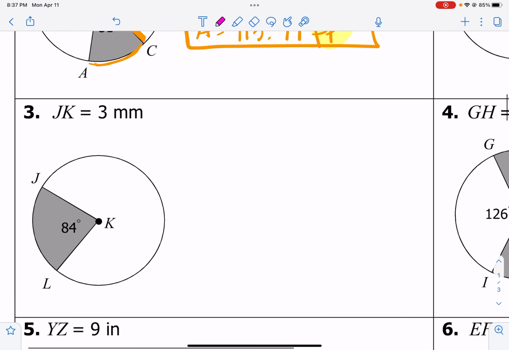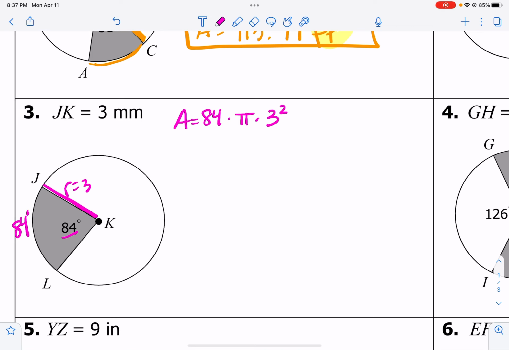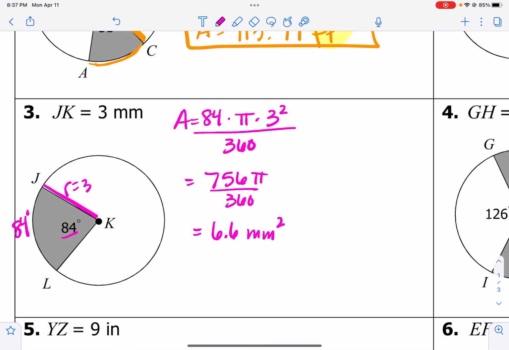Looking at number 3, JK. Here's our radius, which is 3. Our arc is 84 degrees because it matches our central angle. The area equals our angle, 84, times pi times our radius squared, divided by the total angle degrees available in a circle. That's 756 pi over 360. That's 6.6 millimeters squared.